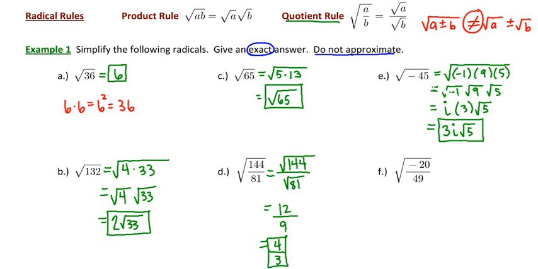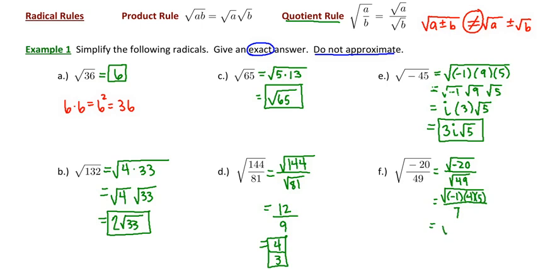Okay, one more problem. We have the square root of negative 20 over 49. We'll begin with the quotient rule, distribute the radical to the numerator and the denominator. Now, we're looking in the denominator here. Square root of 49 is a perfect square, so I'm going to go ahead and get that out of the way. But we need to break down the square root of negative 20. So I'm going to rewrite that as negative 1 times, now I want a factor of 20 that's a perfect square. 20 can be written 2 times 10, but neither of those are perfect squares, so that's not helpful. Let's think of 20 as 4 times 5.